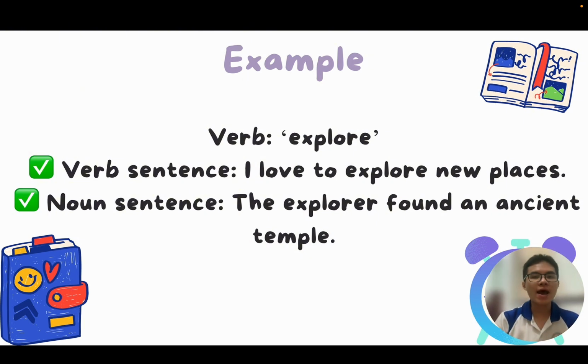For example, I pick the verb explore, so I'm going to write down 2 sentences like this. In the first sentence, I use it as a verb: I love to explore new places. For the second sentence, I use it as a noun, so it becomes explorer. The explorer is a person who explores, so: the explorer found an ancient temple.